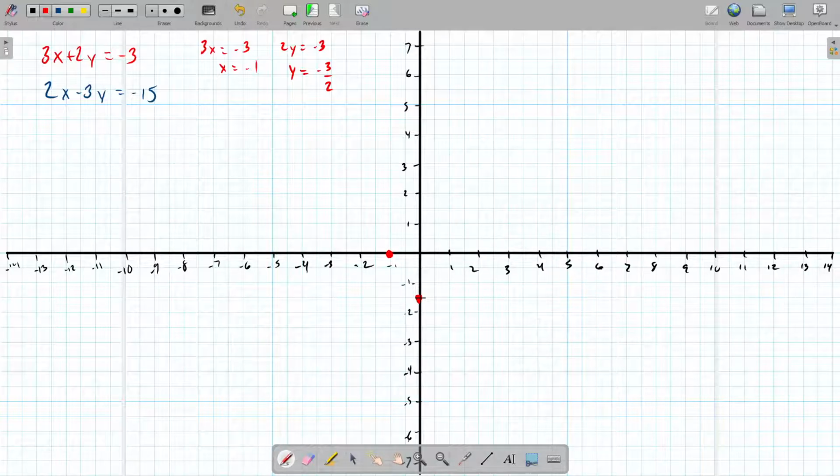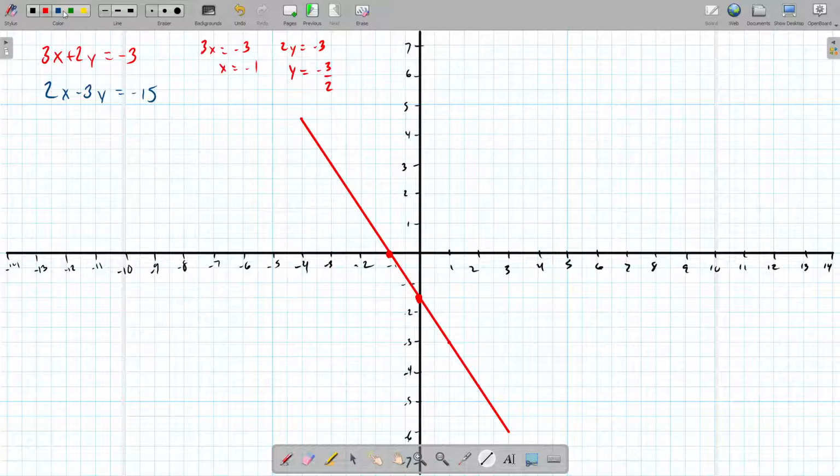So we can continue that pattern. We can go over 1 and down 1.5, over 1 and down 1.5, and over 1 and down 1.5. We can do the same thing the other way. So to the left 1 and up 1.5, to the left 1, up 1.5, and so on. To give us some more points to graph our nice and accurate line, I'm going to cheat and use my straight edge to get a nice straight line.